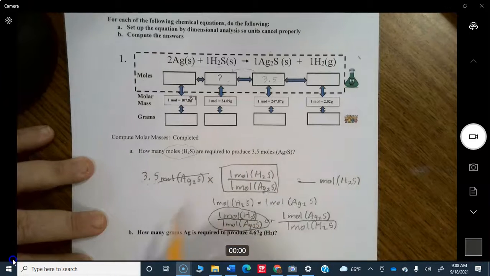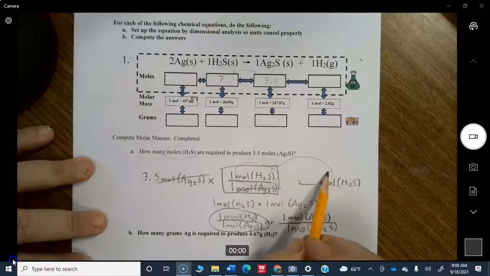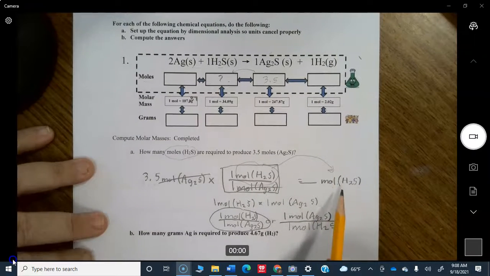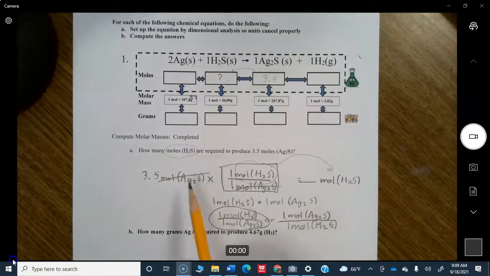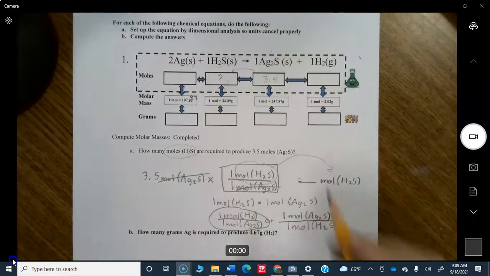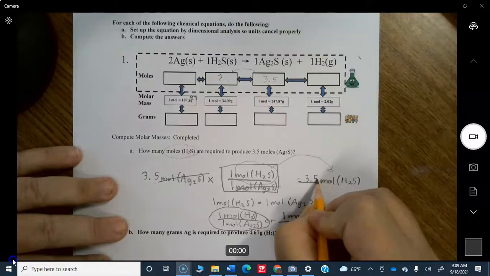Moles of Ag2S cancel with moles of Ag2S. The only unit remaining at the end is this one. That's the unit that's going to be in your final answer, the unit you identified that you want. So now it's just math. 3.5 times 1 divided by 1 is 3.5. And that's your final answer.